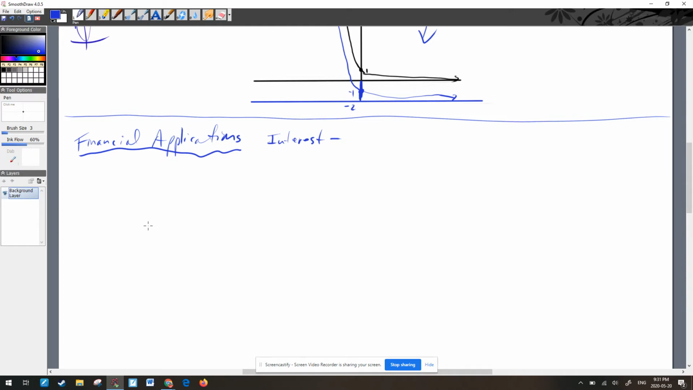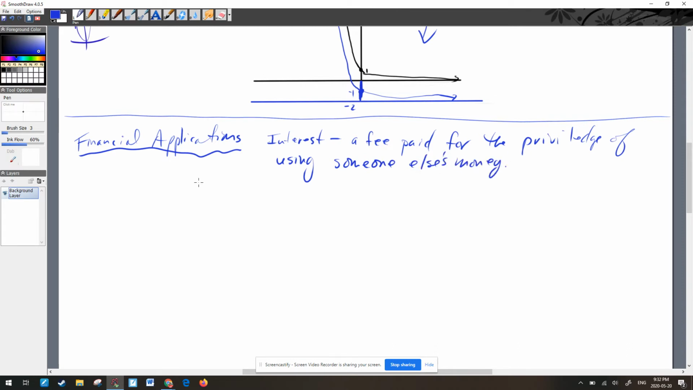Okay, so what interest is, basically, is a fee paid for the privilege, I'm going to spell this wrong probably, of using someone else's money. And you think, well, what do you mean using someone else's? Why would I get interest if someone? So here's what actually happens.